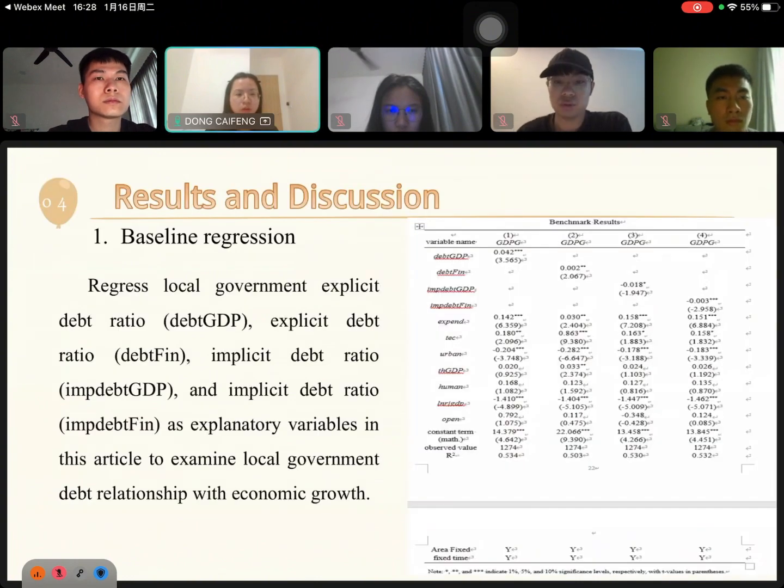In this part, we firstly do the baseline regression. We regress the local government explicit debt ratio (debt GDP, debt fin) and the implicit debt ratio (imp debt GDP, imp debt fin) as explanatory variables in this article to examine the relationship between local government debt and economic growth.